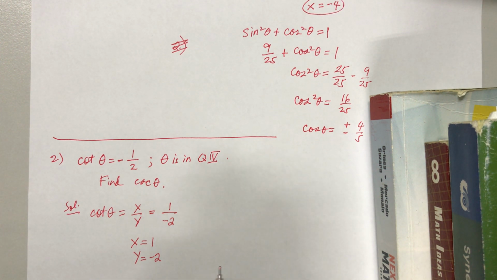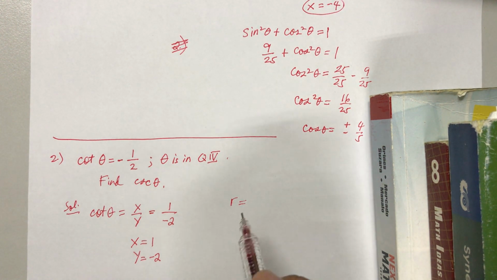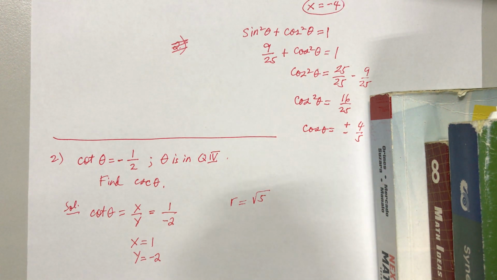What's next is for you to solve for r. Since r is the square root of the sum of x squared and y squared, r is equal to square root of 5. There's no question whether r is positive or negative, since r is always positive. R should always be positive because r is a distance from the point in the terminal side to the origin. There's no such thing as a negative value for r, since r is the distance from the point found on the terminal side of angle theta to the origin.